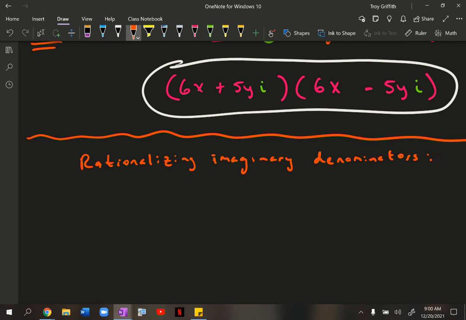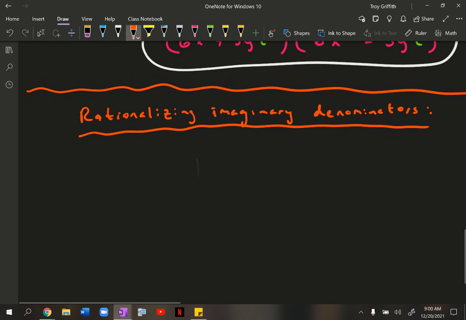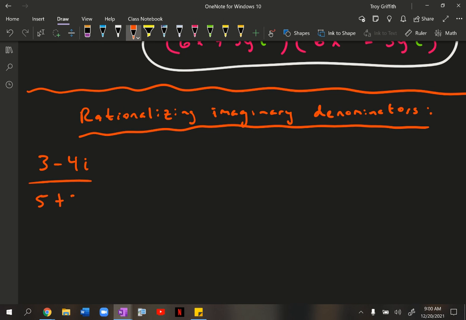In the world of higher level math, we do not really like to leave denominators with imaginary numbers in them, and I'll show you why when we get to a bigger example here at the very end. So what I mean by that is if we have something like, let's say that we have 3 minus 4i divided by 5 plus 2i. In the world of math, we don't like to have this imaginary component down here on the bottom.